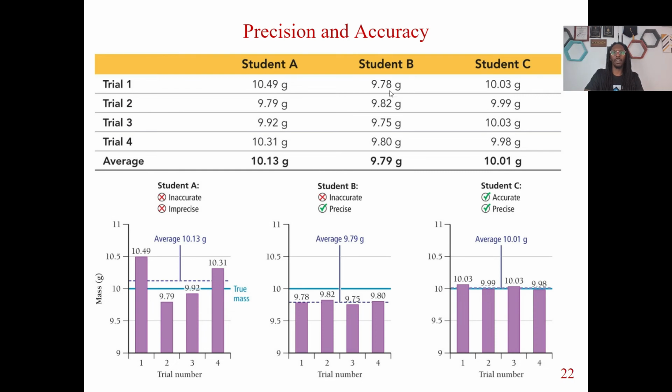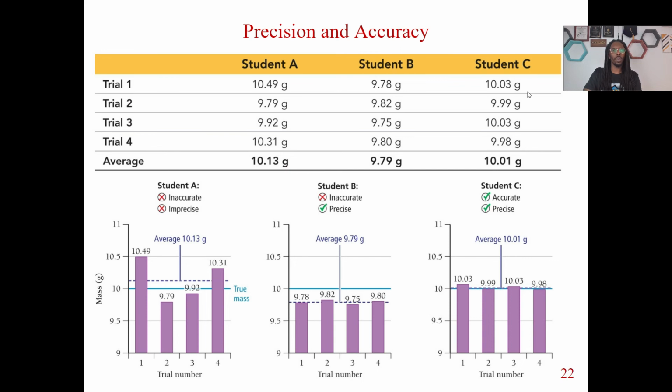Okay. Student B, let's look at student B. For their first trial, they got 9.78 grams. Trial 2, they got 9.8. Trial 3, they got 9.7. And then trial 4, they got 9.8, averaging around 9.79. Looking at the graph here, we can see that they're very precise. They were averaging around the same every single time, coming up a little bit short every time. But they were getting the same measurement for the most part. Now, they were not accurate because, once again, we want 10 grams. We don't want 9.8.